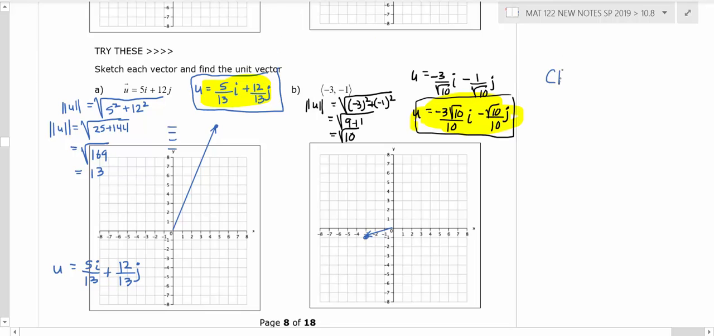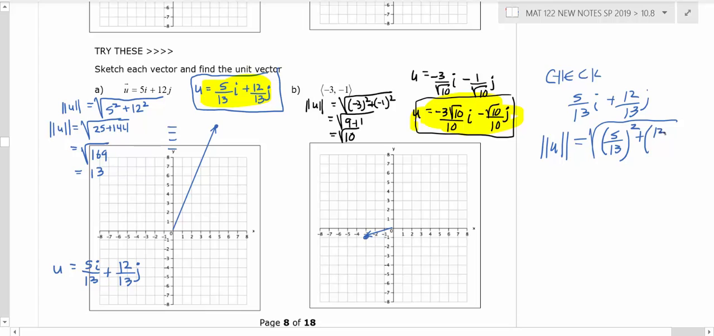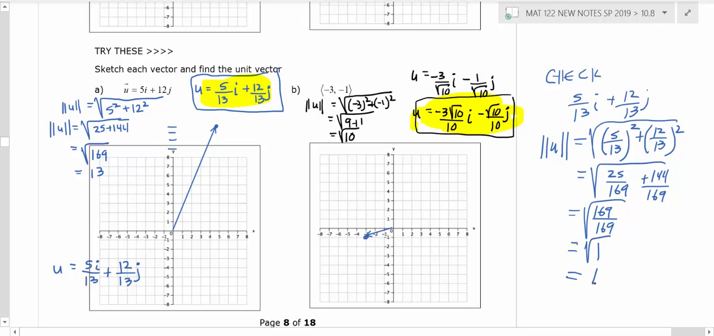Now I'm going to do this one more time and show you that it's generally relatively easy to tell you're right. If you do the magnitude of this unit vector, we would expect that to be 1. So we'd go square root of 5/13 squared plus 12/13 squared. That would be the square root of 25 over 169 plus 144 over 169. So that ends up being the square root of 169 over 169, which is the square root of 1, and that's equal to 1. I did that kind of fast, but that's the idea of how you would check your answer. They're all verifiable.